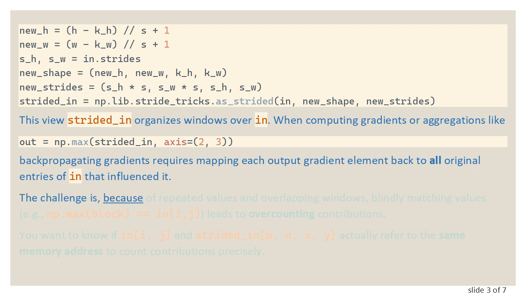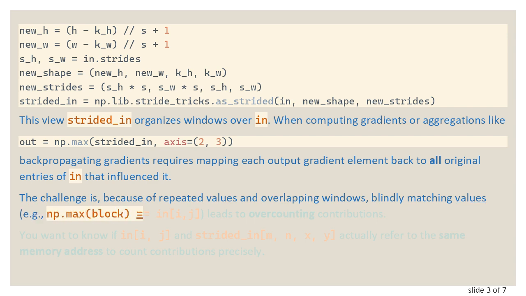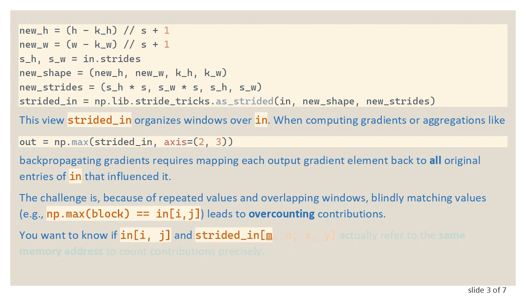The challenge is, because of repeated values and overlapping windows, blindly matching values, for example np.max(block) == n[i, j], leads to overcounting contributions. You want to know if n[i, j] and strided_n[m, n, x, y] actually refer to the same memory address to count contributions precisely.